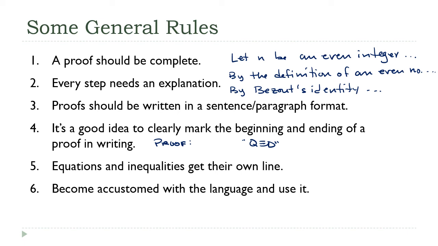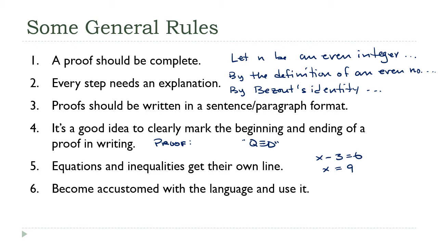Not following number 5 here is a mistake I occasionally see algebra students make. When you're writing an equation or series of equations, each one should be on its own line. For example, I would put x minus 3 equals 6 on its own line, and then on the next line, x equals 9. Sometimes I'll have an algebra student try to write the 10 steps in a solution to an equation all on one line as if it were a sentence, and that's just exceptionally hard to read.